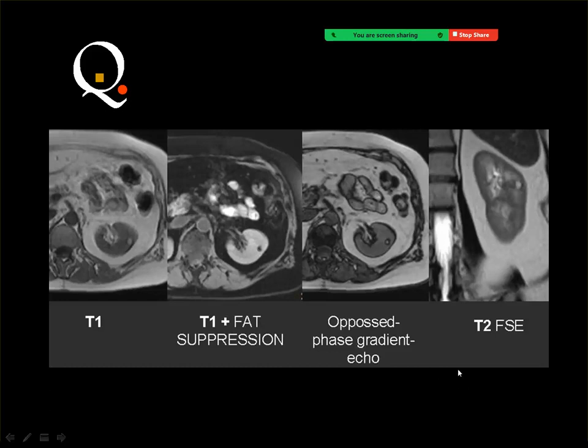And this is a case of MRI of the kidney showing a small lesion in the left kidney. And this is the appearance of the lesion in the T1 and T1 fat-suppressed images. And this is the out-of-phase image. And this is the T2-weighted images.